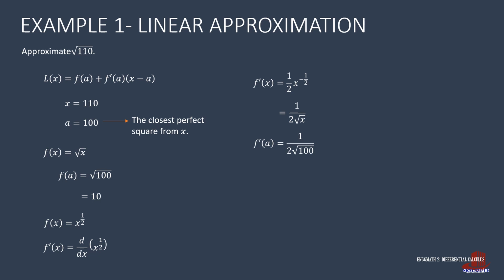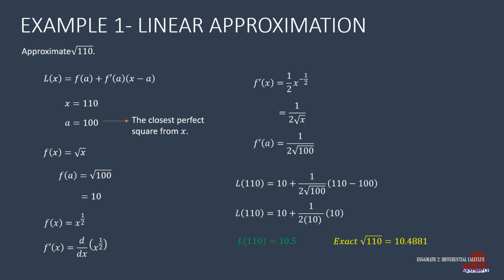From the main function, we take the linear approximation of 110 as 10 plus 1 upon twice the root of 100, and this is multiplied by 110 minus 100. This is simplified as 10 plus 1 over 2 times 10 multiplied by 10. And we get the approximate root of 110 as 10.5. The exact root of 110 is 10.4881, so the approximation is close to the exact answer.